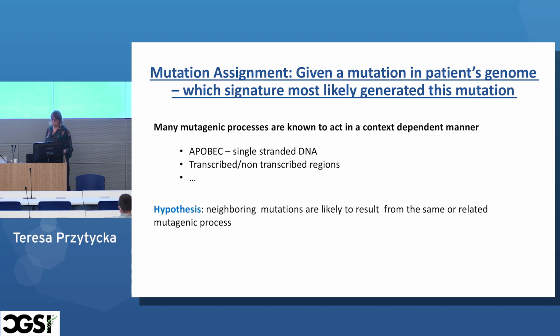So one way to do it would be simply to look at, okay, if we have a T to C mutation in this context, which signature is most likely to produce it, and also which signature is most frequent in a given genome, and have a simple model like that.